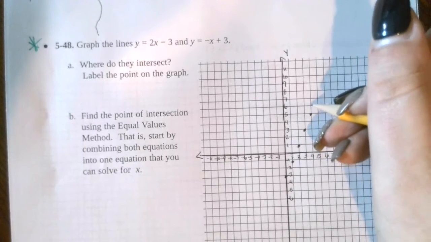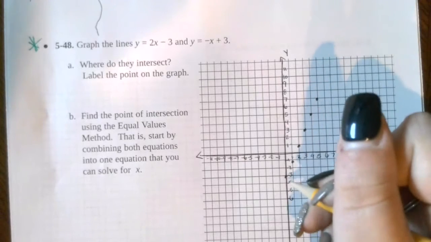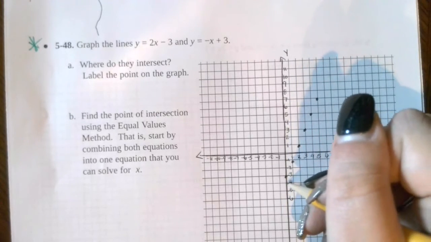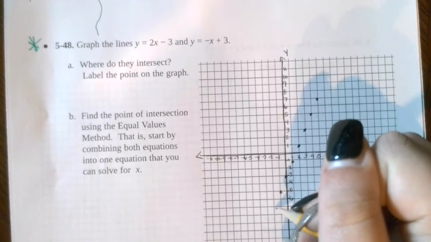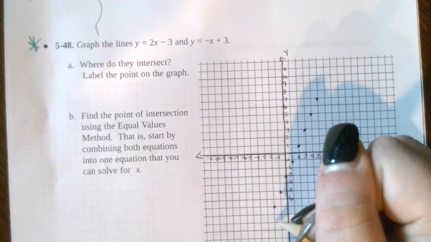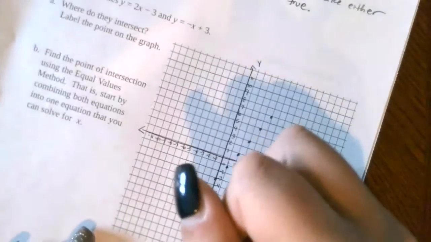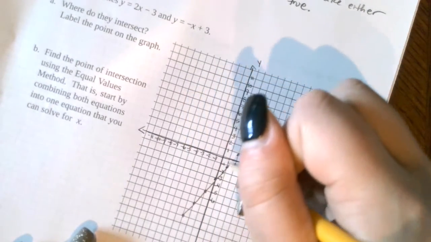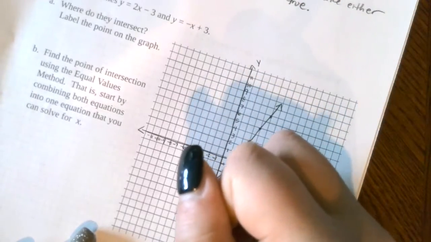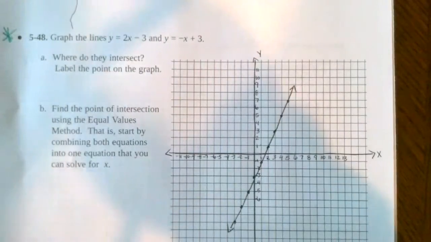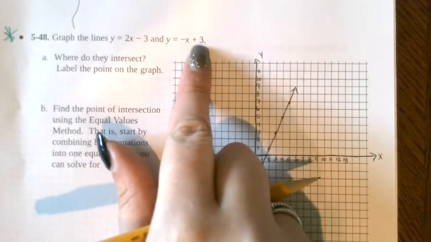I can also grow it in the other direction by starting again with -3, moving down 2 and over 1 to the left. So down 2, left 1, right? Okay, so that's a good amount of points. We can go ahead and put our line through those points. There we go.